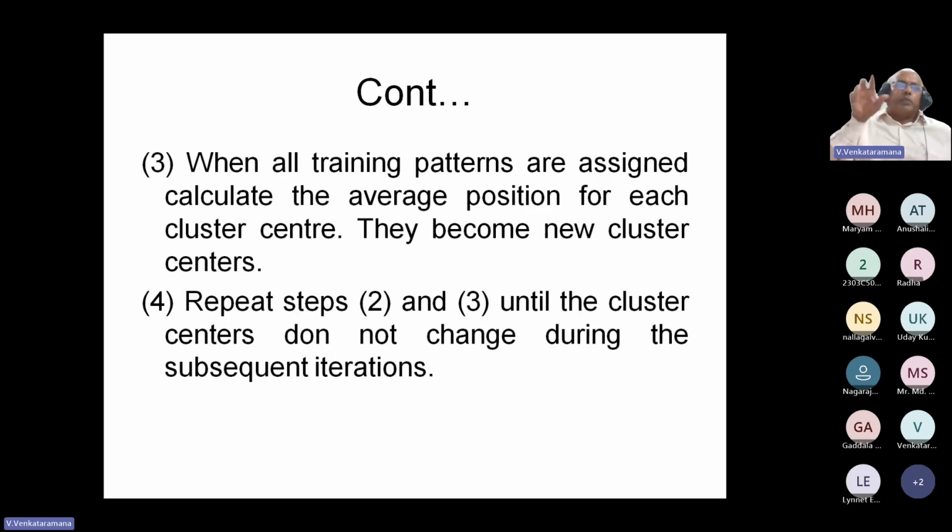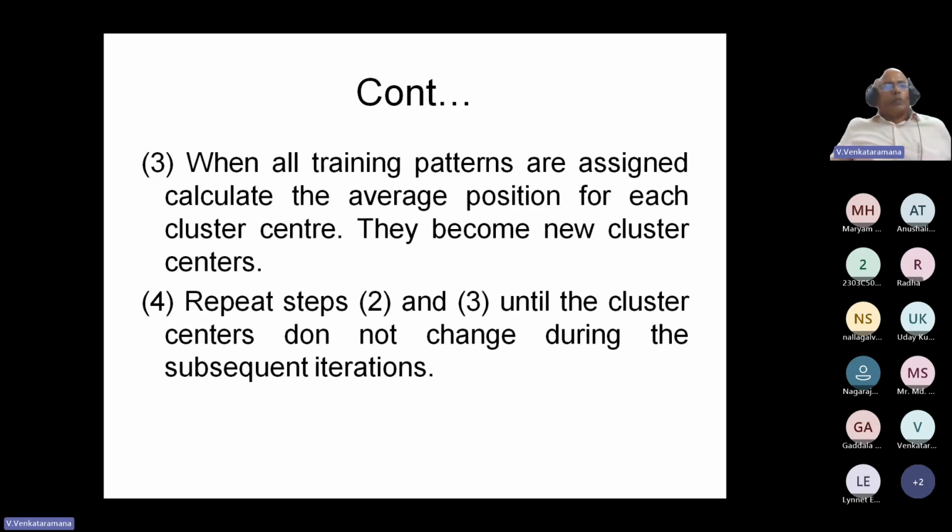Now, for the feed forward neural network, how many nodes will be in the input layer? 3 nodes. Output layer, how many nodes will be there? Only 1 node. Hidden layer, 1.5 times the 3. 1.5 times 3, how much do you get? 4.5. You take 5 nodes in the hidden layer.